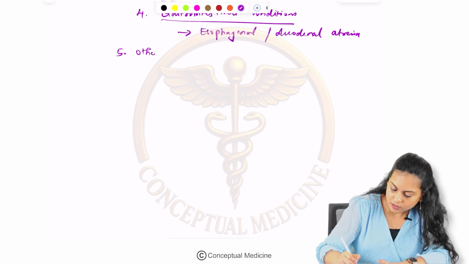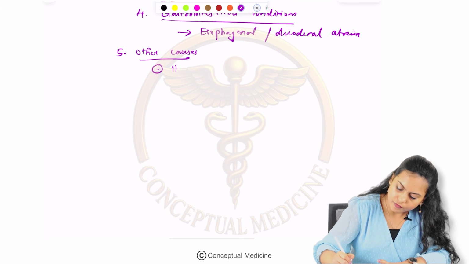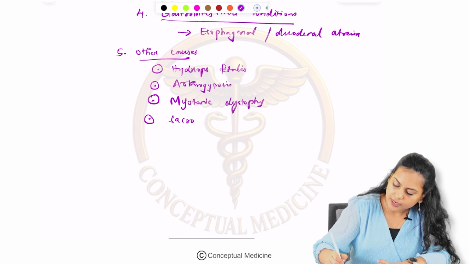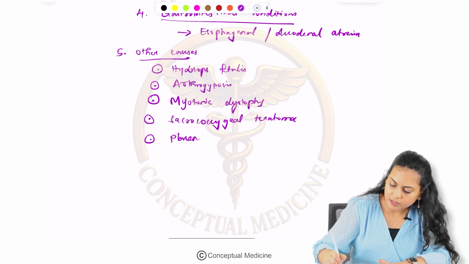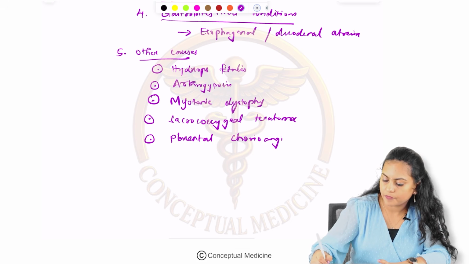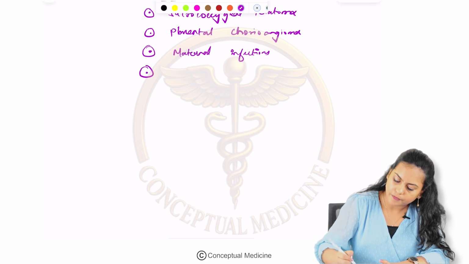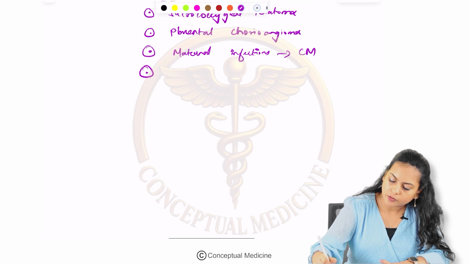Other causes may include hydrops fetalis, arthrogryposis, myotonic dystrophy, sacrococcygeal teratoma, placental chorioangioma, and even in maternal infections it is seen. For example, cytomegalovirus infection.